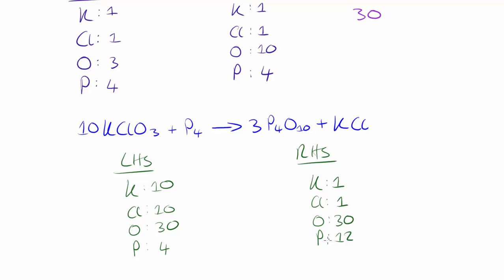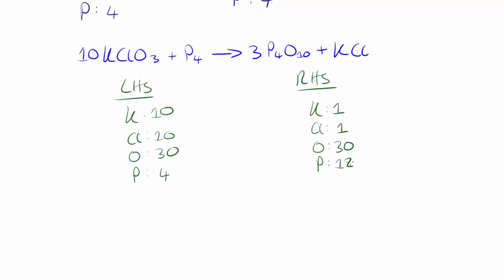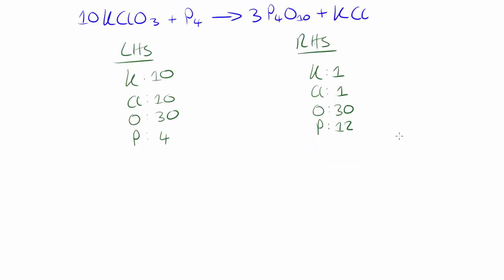So this is effectively what we get so far. And you can see at this stage, the oxygens are balanced, but the chlorines are not, the potassium is not, and the phosphorus is not. So there's quite a number of things to balance at this stage.